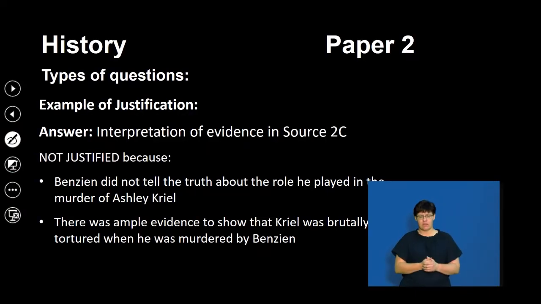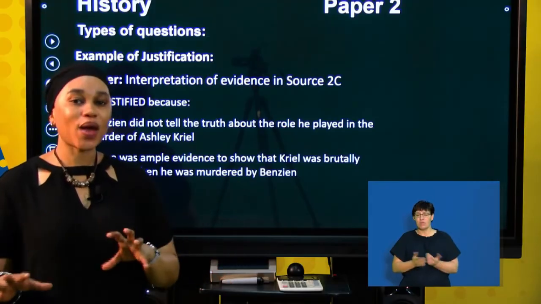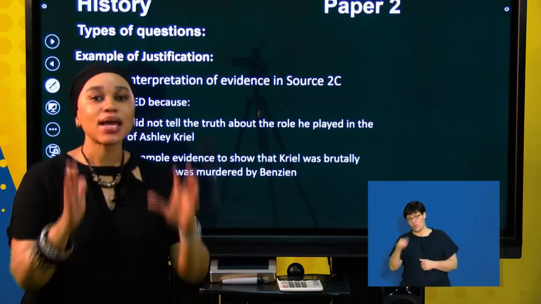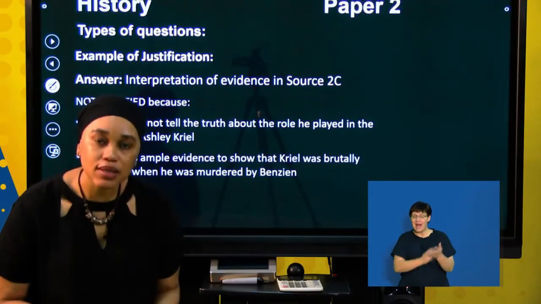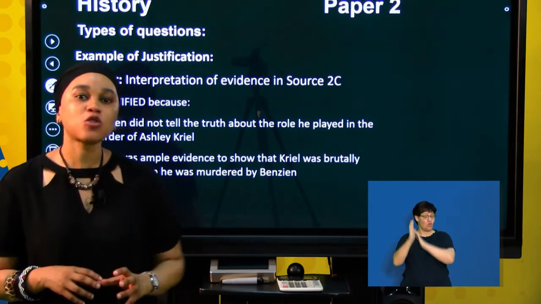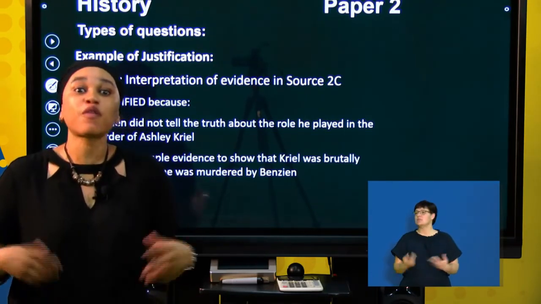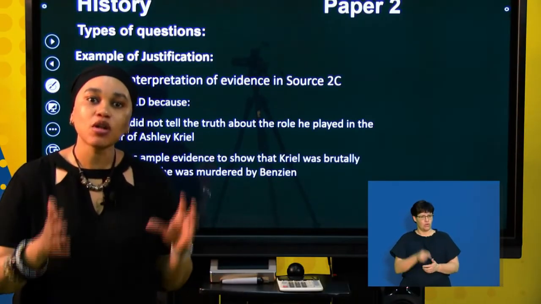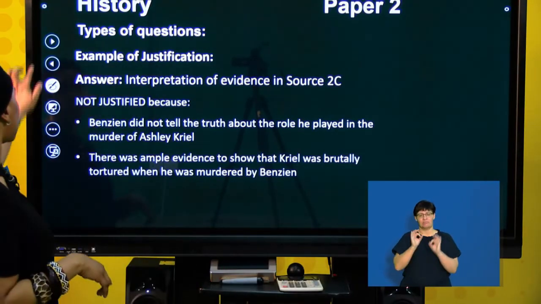So if you feel that it was not justified, you can say it was because Benzin did not tell the truth about the role he played in the murder of Ashley Krill, or there was ample evidence to show that Krill was brutally tortured when he was murdered by Benzin. So again, guys, you can see there that you can go either way. You can say justified or not justified, as long as you can give evidence to support the position you've taken. Remember, as historians, we are always bound by evidence. You can't just say something because you feel like saying it. You should be able to support it with evidence from the source itself.